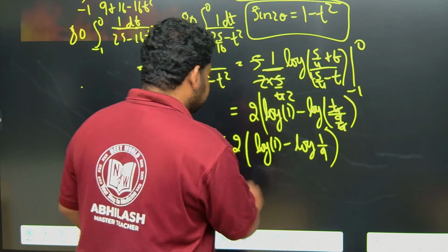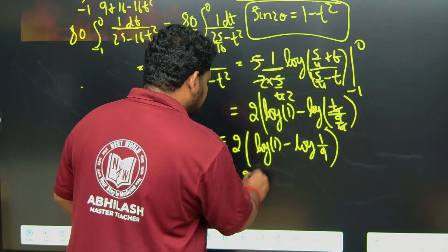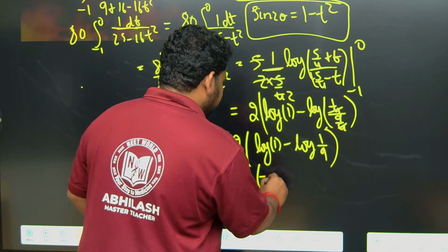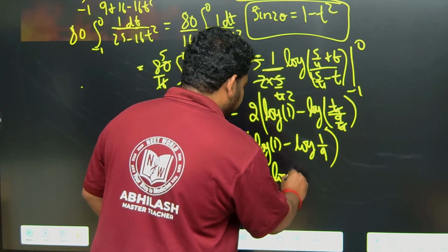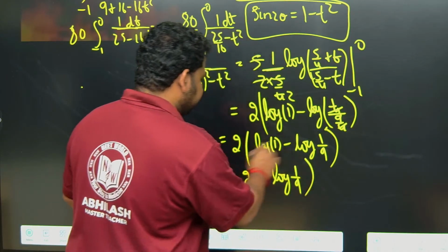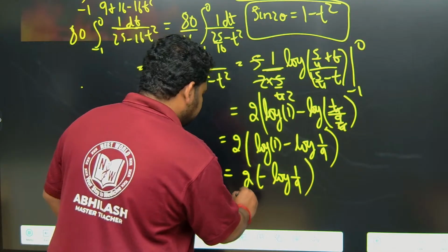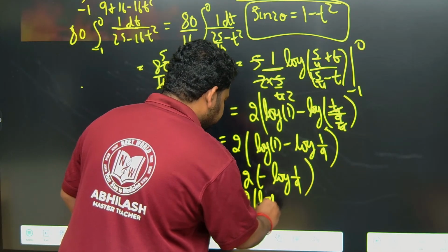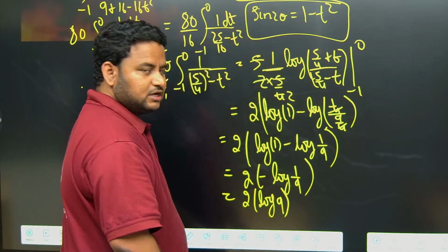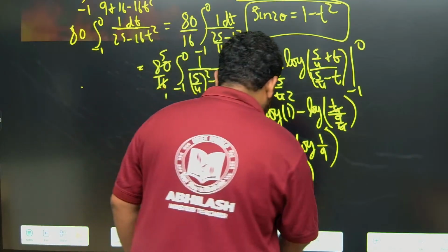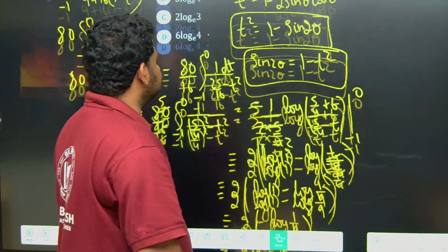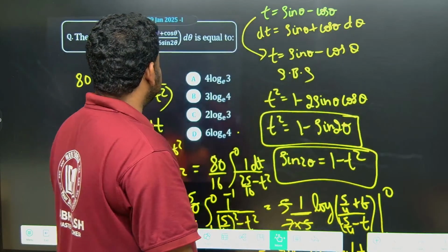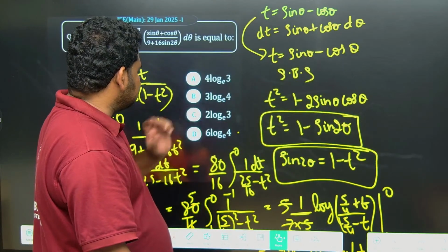Now this I'll get it as what? This I'll get it as 2 times log 1 is 0. This is minus log of 1 by 9. Okay, if I take this inverse, I'll get it as what? 2 times log 9. So let us have a look at the options. 2 times log 9, is it there? Actually 2 times log 9 is not there.